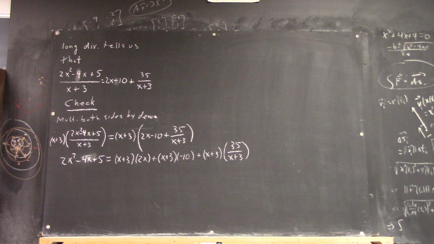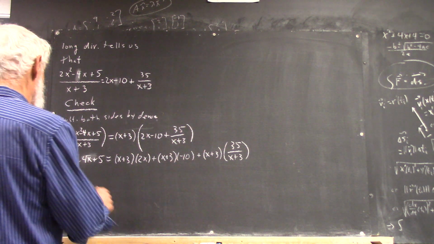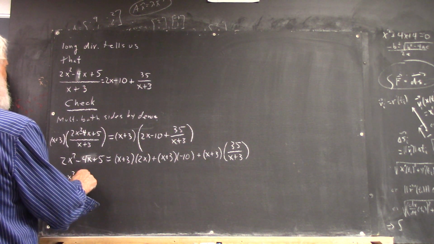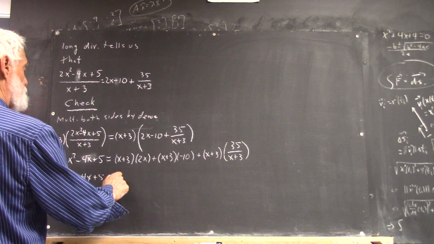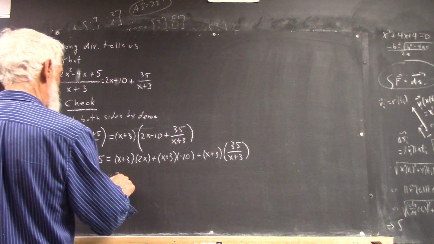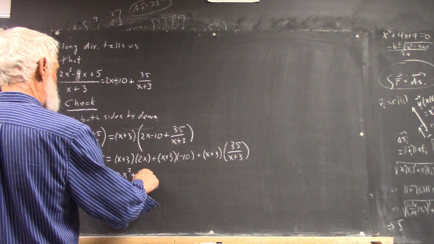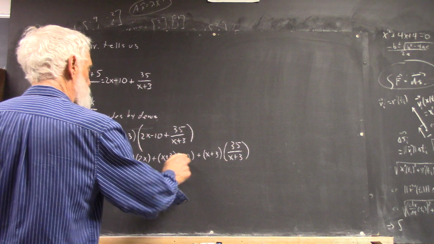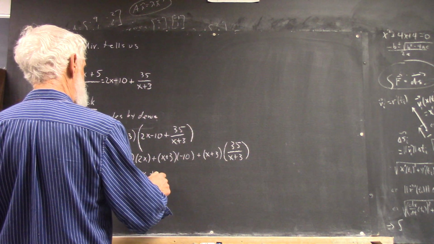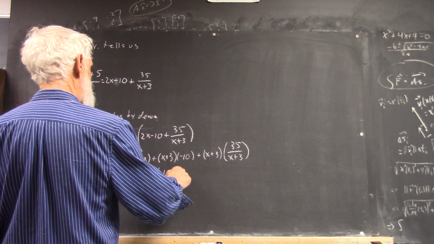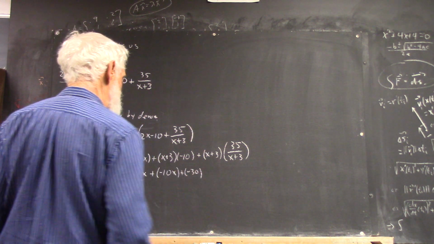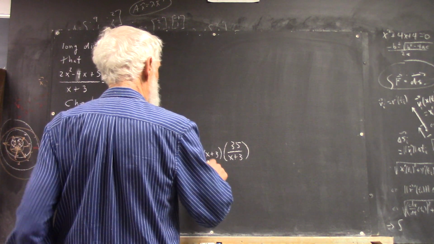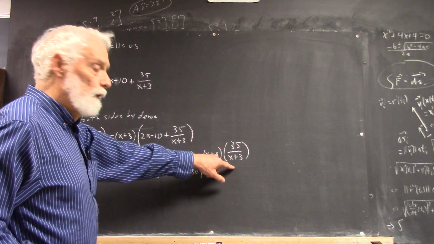Got it? We understand that's a perfectly good application of the distributive law. So now we have 2x squared minus 4x plus 5 equals, well, x plus 3 times 2x is 2x squared plus 6x. X plus 3 times negative 10, negative 10x plus negative 30. And x plus 3 times 35 over x plus 3.